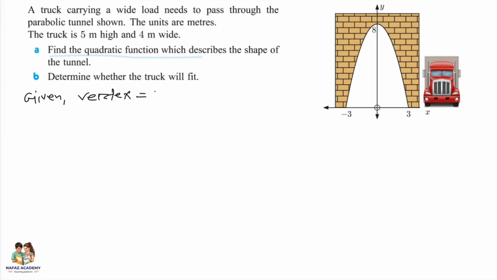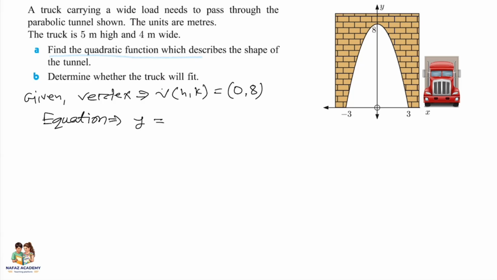So for the quadratic function, point A is called the vertex. What is the form of the vertex? It is V(h, k), where h is the x value and k is the y value, right? So at point A, the x value is 0 and the y value is 8. For this vertex, what is the quadratic equation?